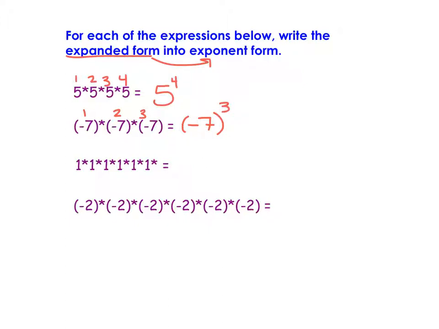Then here I see 1, 2, 3, 4, 5, 6 ones, so this is 1 to the power of 6. And then 1, 2, 3, 4, 5, 6. Here we have negative 2 in parentheses to the power of 6. So writing it from expanded form into exponent form is a nice way to kind of condense it down and make it a little bit smaller to look at.